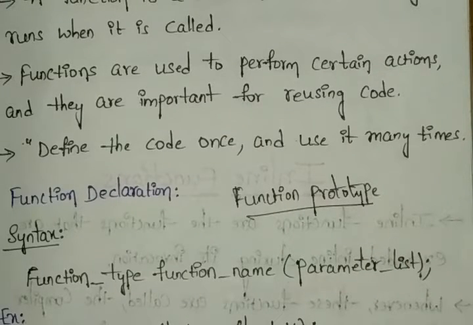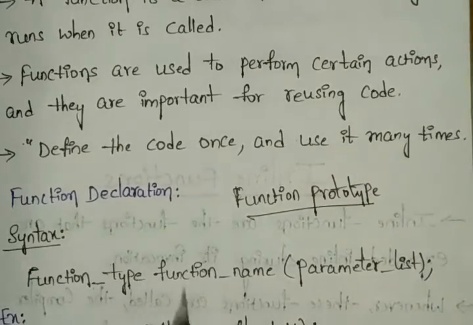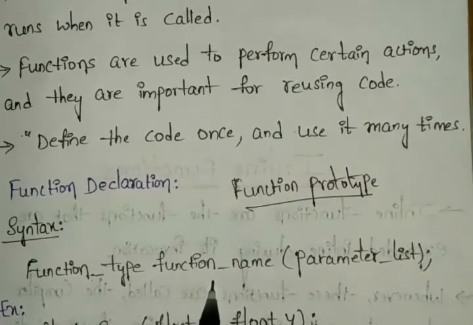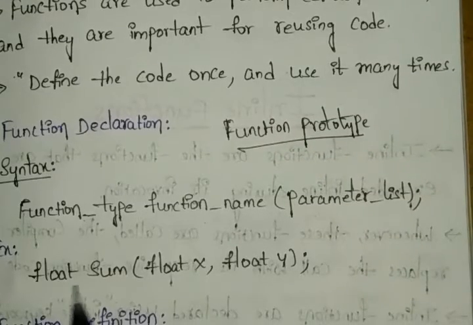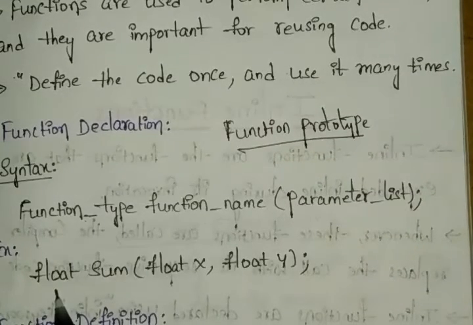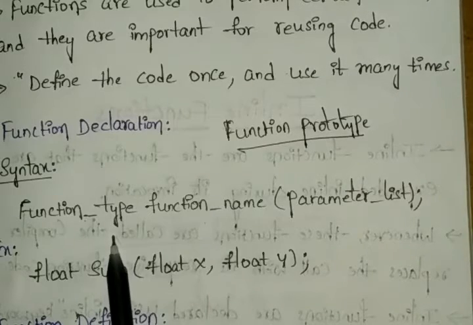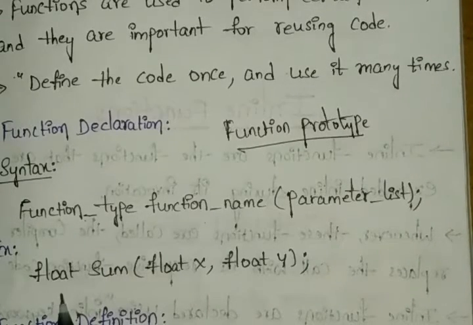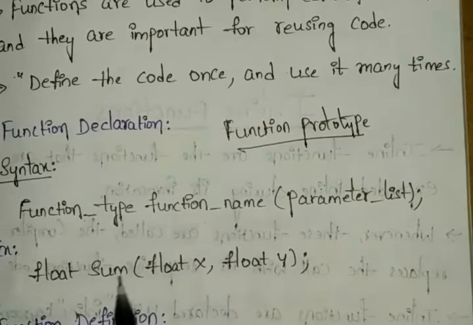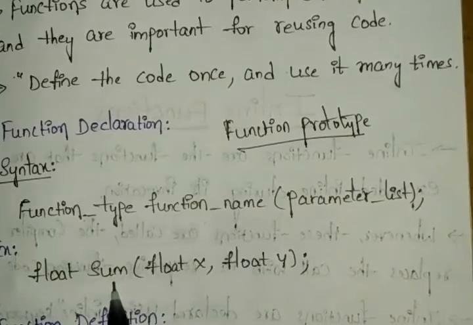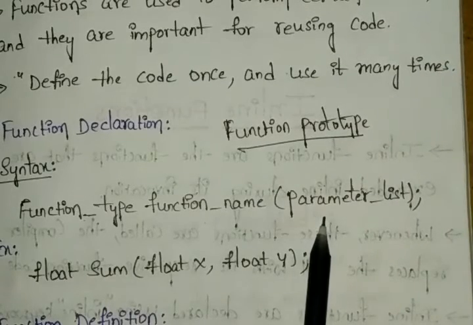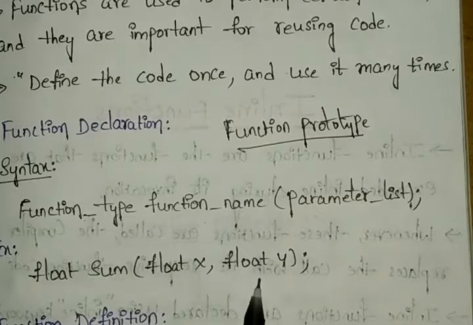Right? So in the function declaration, we specify which type of function we are using, which function name we are choosing, and what we are passing into the parameter list. For example, here we are choosing the float data type, and the function name I'm taking is sum. Sum means adding two numbers. And in the parameter list I'm passing float x and float y.